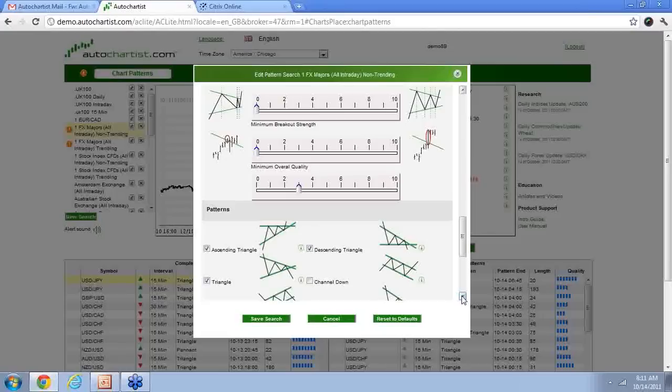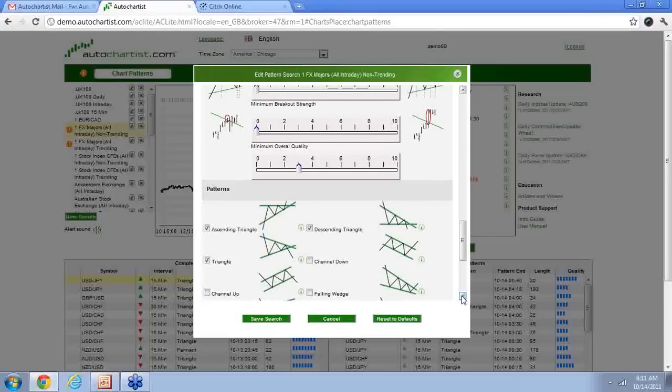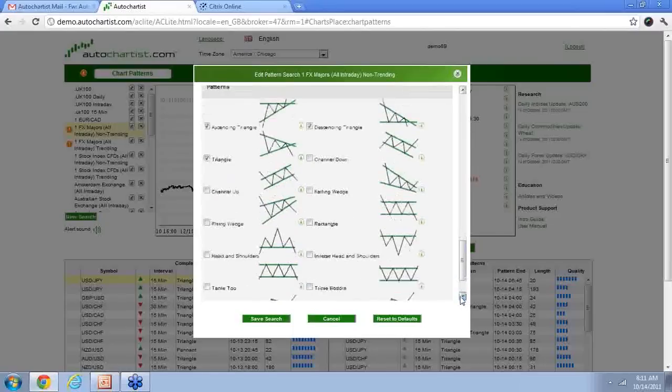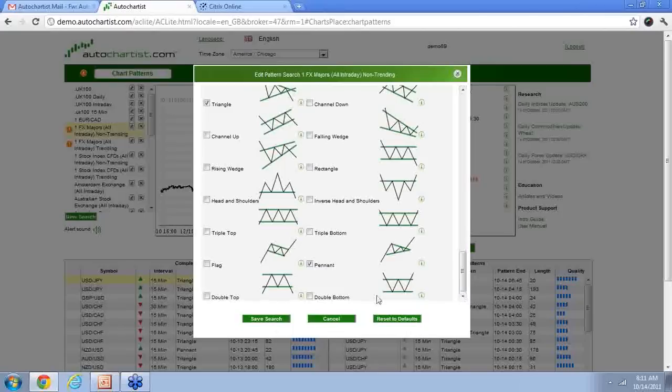So what I try to do is set it at the maximum in the beginning, and I try to figure out and see if there's a theme developing. For this one, I'm looking at non-trending markets, and if you've been to previous webinars, you know that my non-trending categories are basically the triangle formations. You can see I've checked the ascending triangle, descending triangle, and symmetrical triangle. Okay, I've also selected a pennant formation.